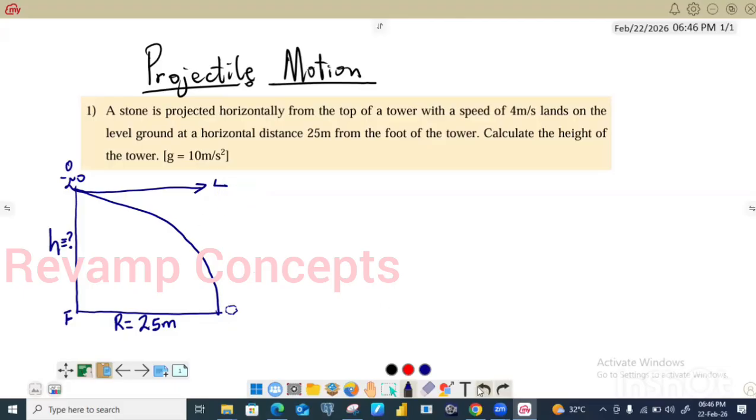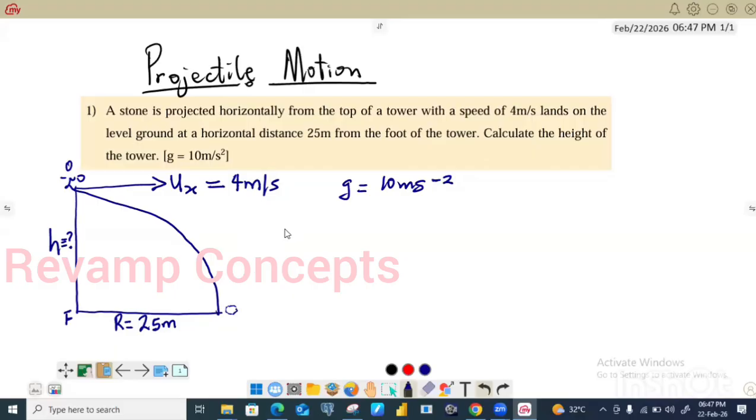Let me write it in a proper way. Let's say the velocity in the horizontal direction is ux, and it's 4 meters per second. So they want us to calculate the height of the tower. And g is given, it will always be given as 10 meters per second squared. So we want to calculate the height.